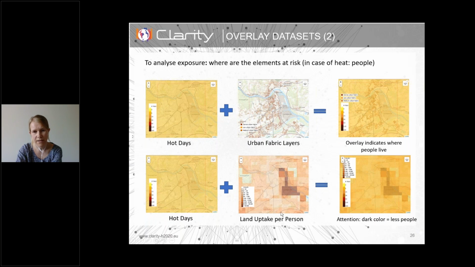It's also possible to take other layers that are available on the Copernicus website, like the land uptake per person. And here one has to be careful that the darker color illustrates the areas where fewer people are. Okay, and here it's obvious, here is where people live, so they will be affected by heat.